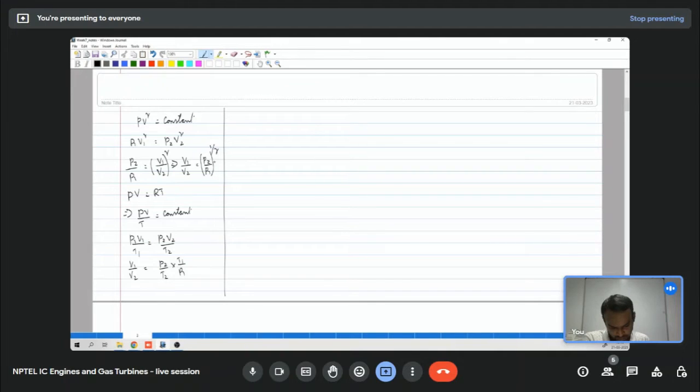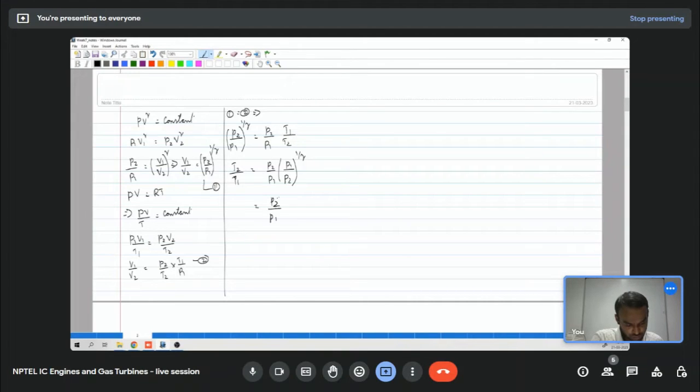Then I can relate equation 1 and 2. Then I would get P2 by P1 to the power 1 by gamma is equal to P2 by P1 into T1 by T2. So I write T2 by T1 is equal to P2 by P1 into P1 by P2 to the power 1 by gamma. This can be P2 by P1 to the power 1 minus 1 by gamma.